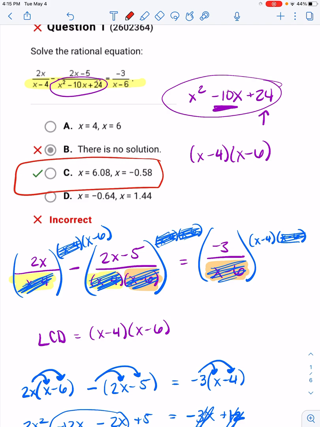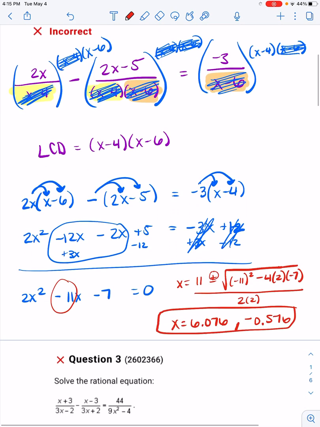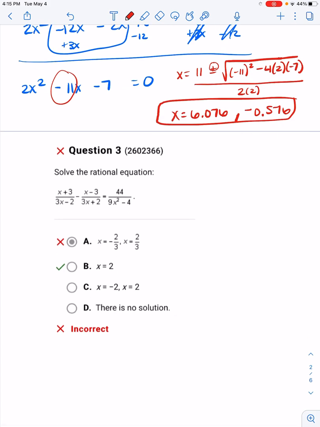So once we get rid of the fractions and we figure out, oh, we can't factor it, so we've got it down to an easy equation, we can't factor it, then I just use the quadratic formula, okay? All right, let's do that again.